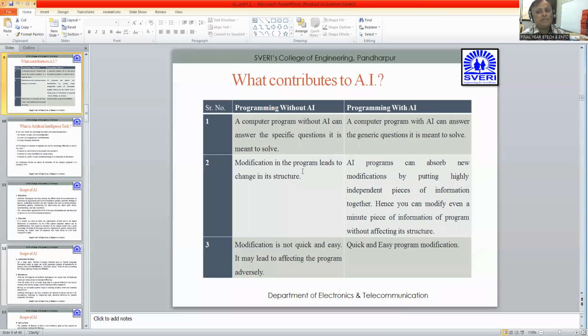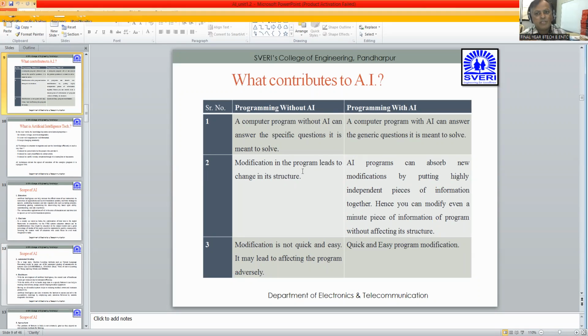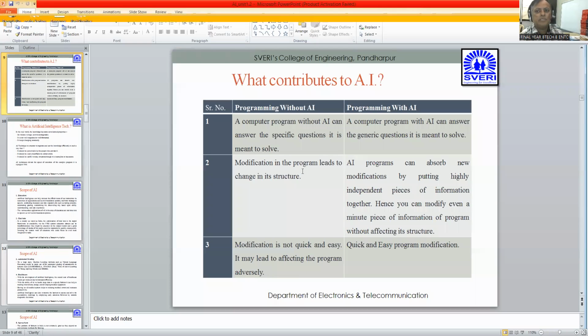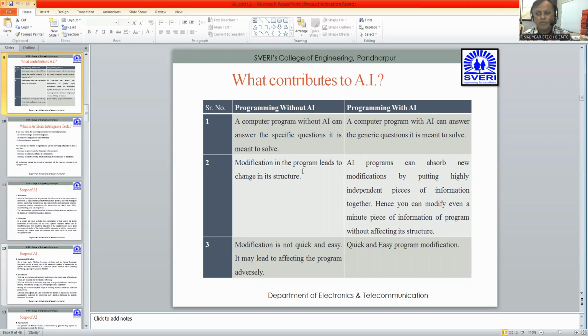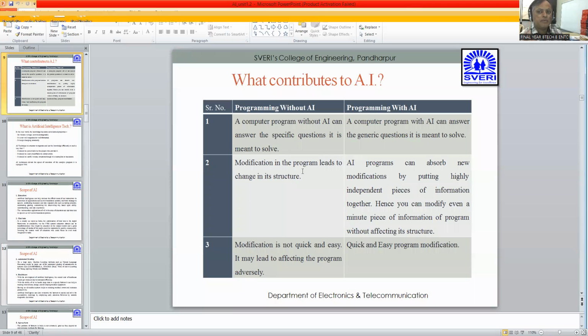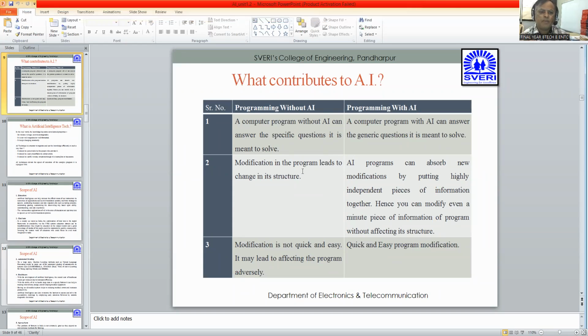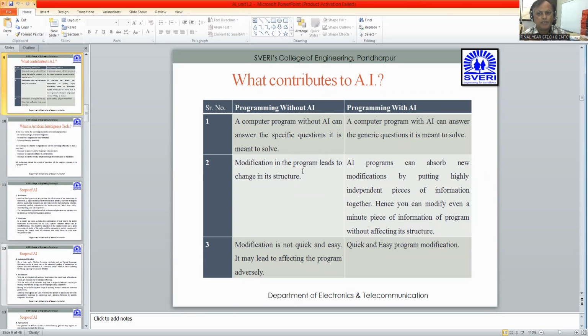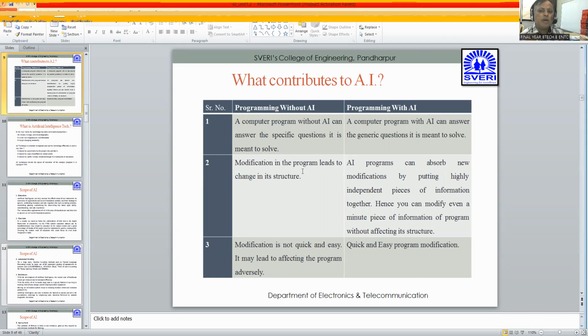In normal programming, you cannot have a general question. You need a very specific question, like doing a sum, addition, multiplication, calculating the Fibonacci series, finding even and odd, or finding a prime number. All these are specific questions that you can answer through normal programming. But when we come to AI, at that time you can also answer general questions.